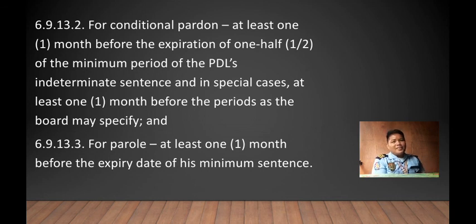Last but not the least, for conditional pardon, at least 1 month before the expiration of 1/2 of the minimum period of the PDL's indeterminate sentence, and in special cases at least 1 month before the period as the board may specify. And for parole, it means at least 1 month before the expiry date of his minimum sentence.